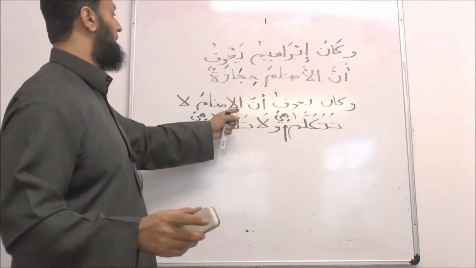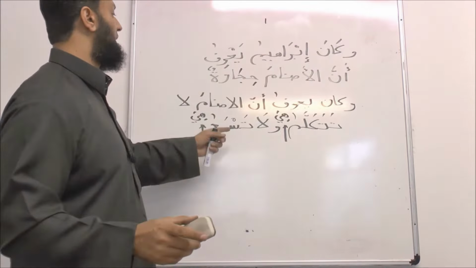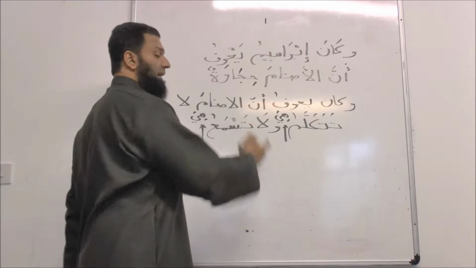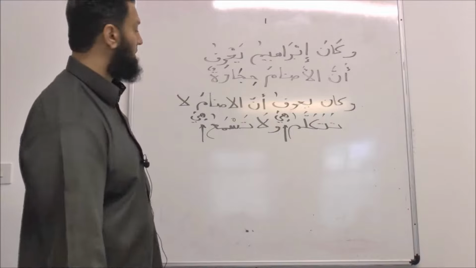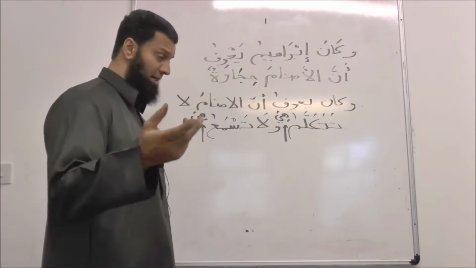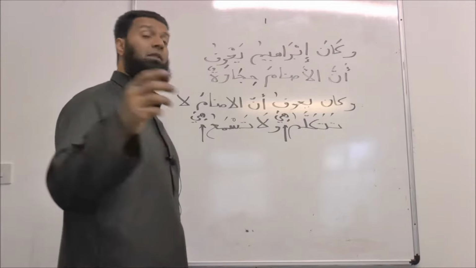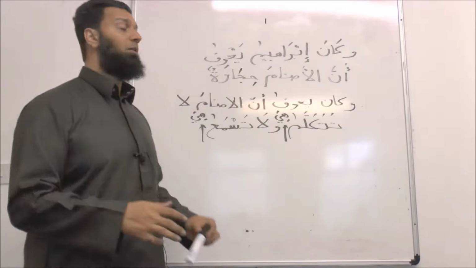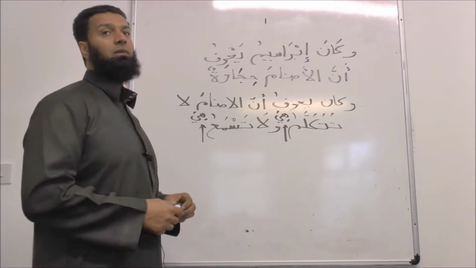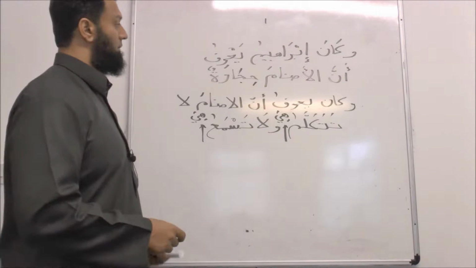وَكَانَ يَعْرِفُ أَنَّ الْأَصْنَامَ لَا تَتَكَلَّمُ وَلَا تَسْمَعُ. So the ismu أَنَّ is الْأَصْنَامَ. So what therefore is the khabaru inna? Again, it's the rest of it. It's the remainder, لَا تَتَكَلَّمُ وَلَا تَسْمَعُ.